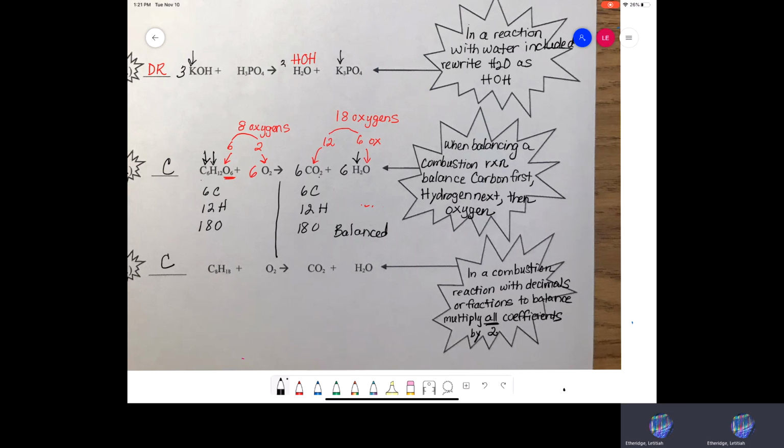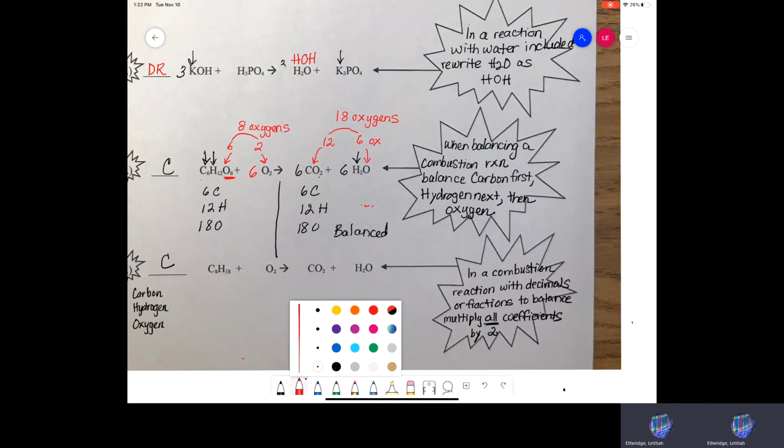All right, so let's work it out. Okay, so we're going to use the original rule first, right? So in combustion equations, we're going to balance carbon, then hydrogen, then oxygen. Okay, so let's do it. We have 8 carbon. I need 8. Let's put down that 8.